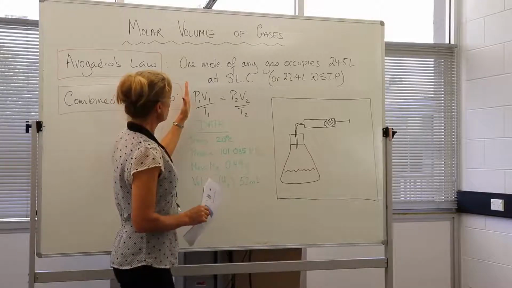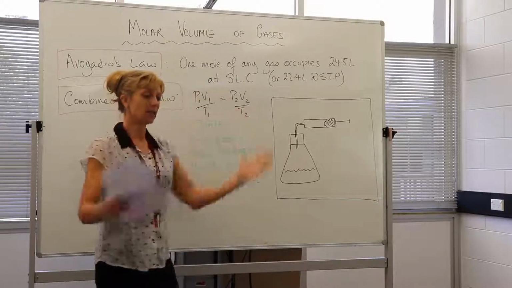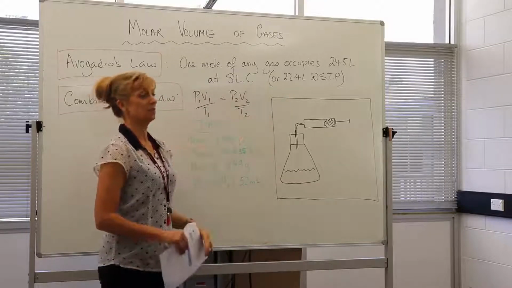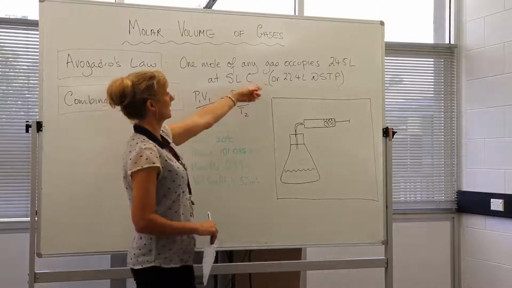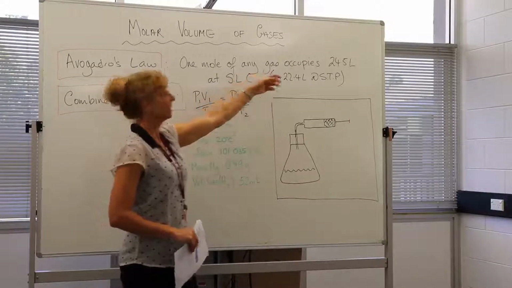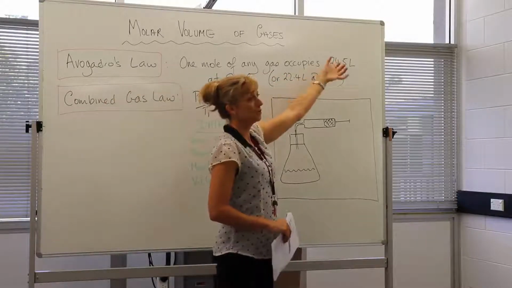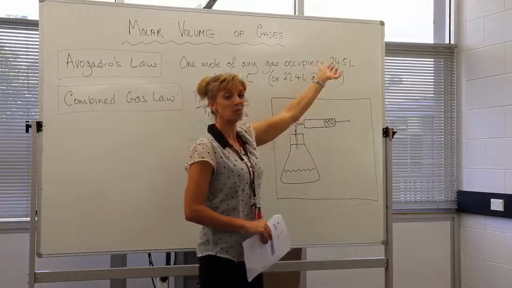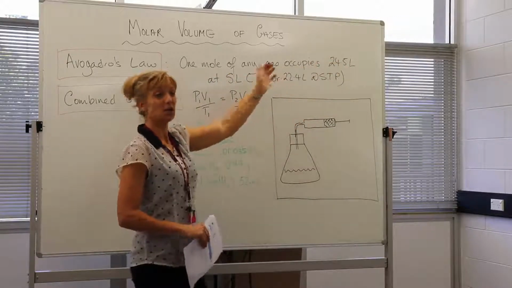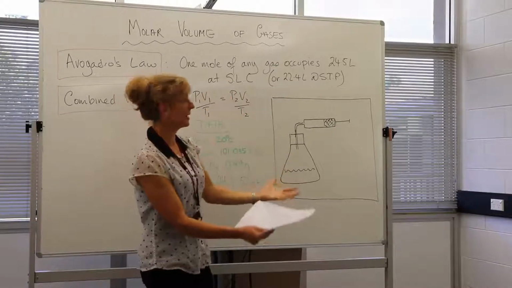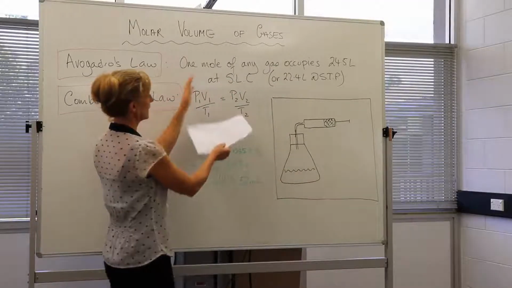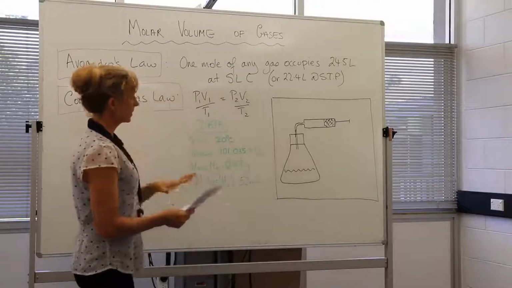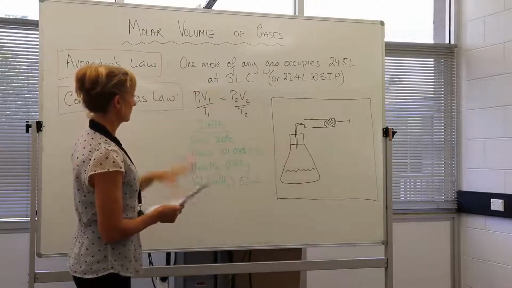So why we're going to use this is because we're doing our experiment at the conditions of our lab this afternoon. It's not going to be exactly 25 degrees Celsius this afternoon, and it's not going to be exactly 101.3 kilopascals. So what we do is we do our experiment, and then we use this to convert it into SLC. So that's one of the questions on here. I'm going to show you how to do it.